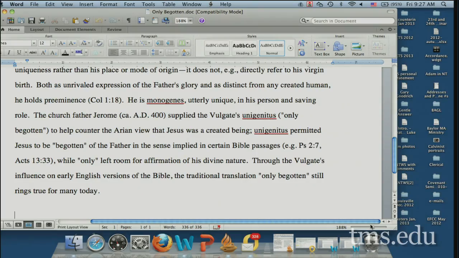Through the Vulgate's influence on early English versions of the Bible, the traditional translation "only begotten" still rings true for many today, which is why it's still in the New King James Version. But as far as what that means, all I'm saying is you're on firm ground if you say this is really pointing to the unique status of Jesus, the ultimate form of his person and the ultimate efficacy of his work. Monogenes. And I don't think you're going to find any lexica today that say "only begotten."